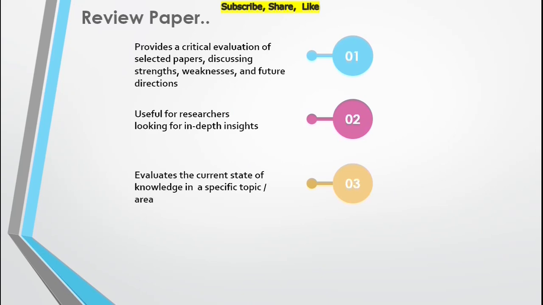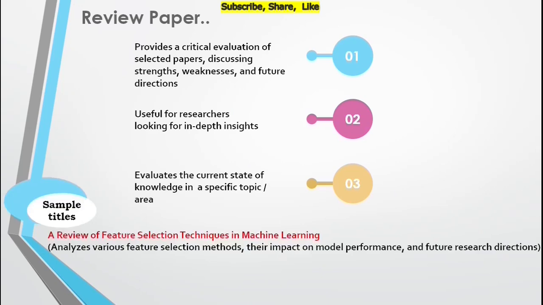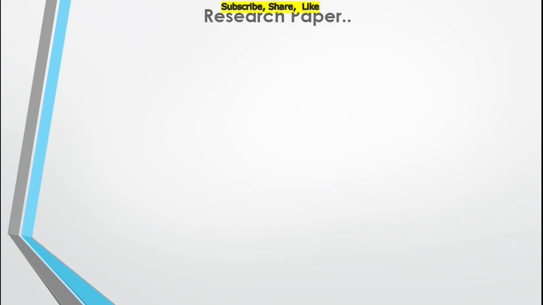It evaluates the current state of knowledge in a specific topic area. For example, a review of feature selection techniques in machine learning. Such a paper analyzes different methods, their impact on model performance, and discusses what needs to be explored further.